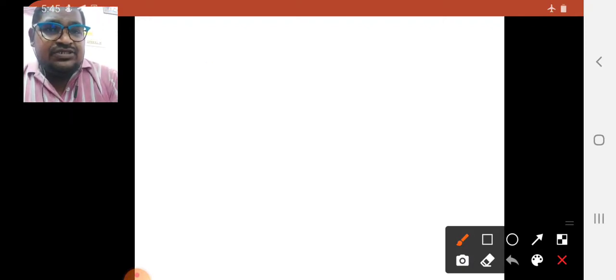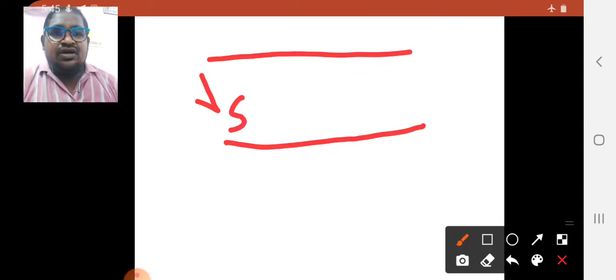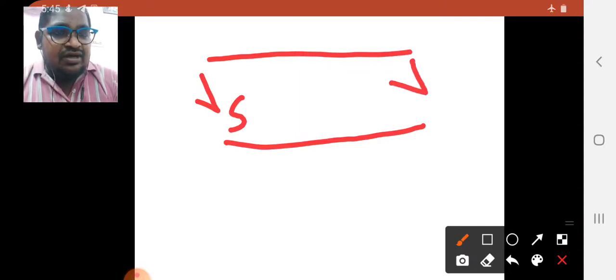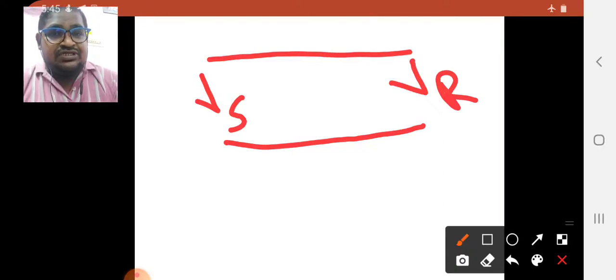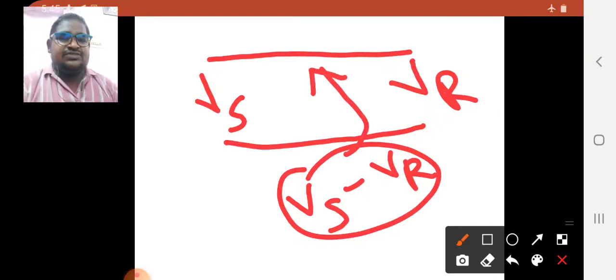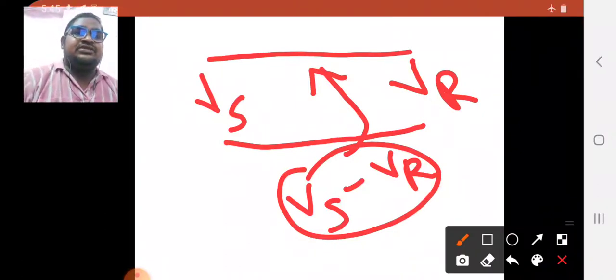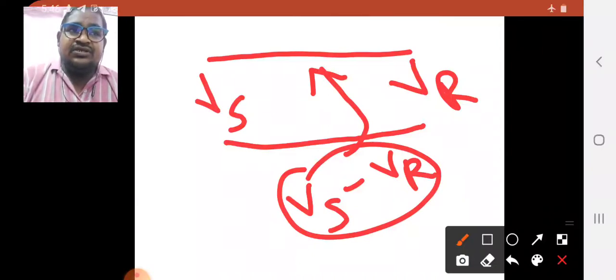So usually, if this is a transmission line, the sending end voltage is represented by Vs and the receiving end voltage is represented by VR, and Vs minus VR is the voltage drop in the transmission line. This voltage drop is represented in terms of VR. So that is called voltage regulation. We can also give the general definition for voltage regulation as the difference in voltage at the receiving end of the transmission line between the conditions of no load and full load.